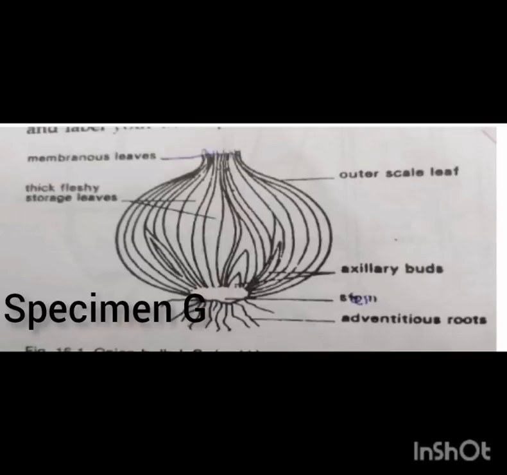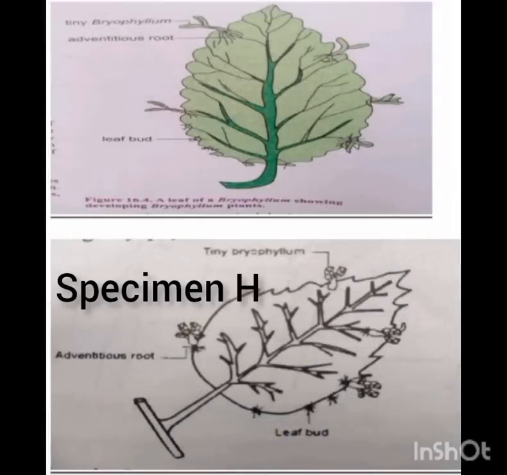So that is the information on the onion bulb. The next specimen is specimen H, and that is bryophyllum leaf. So, what is bryophyllum leaf? It's a leaf that bears buds at the notches of the margin. So at the edges you see some buds there.